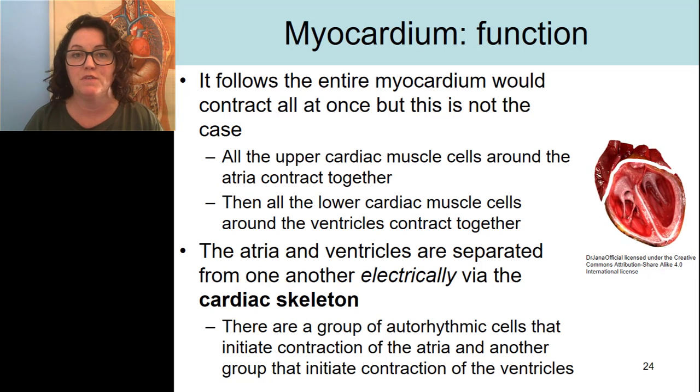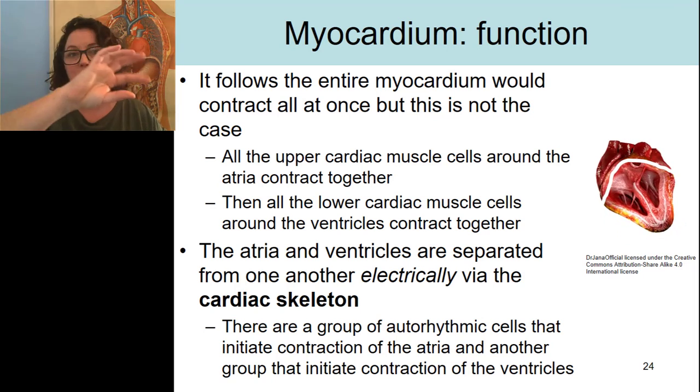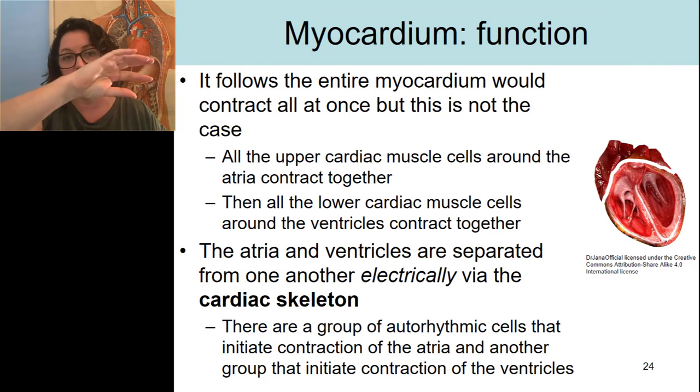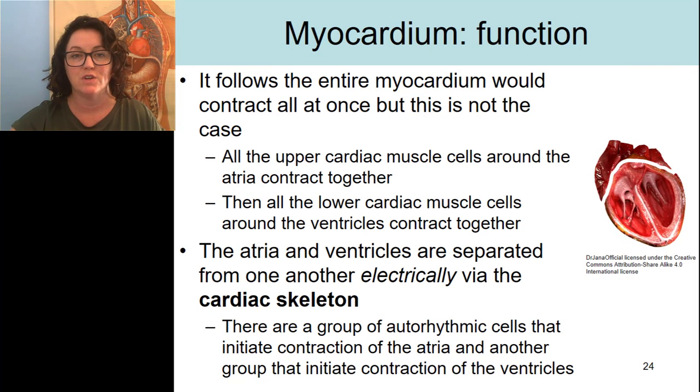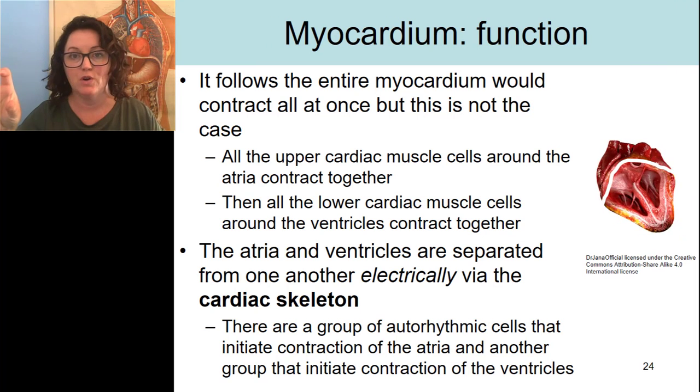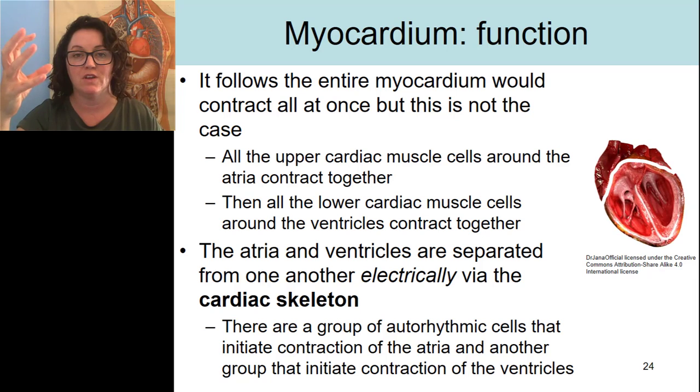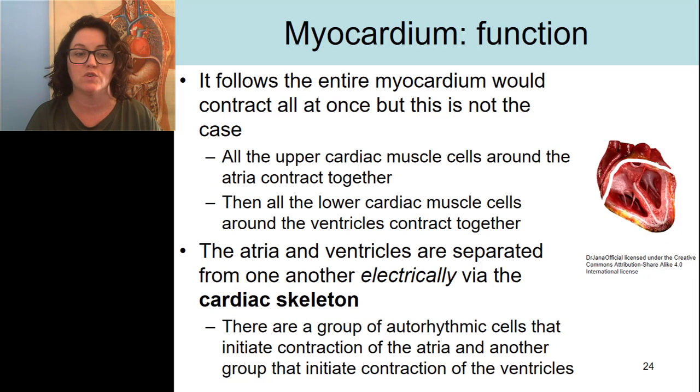And this is because of the fibrous skeleton of the heart called the cardiac skeleton. So the cardiac skeleton prevents the ions from flowing, the electricity from flowing from the atria down to the ventricles. So the upper portion, the atria, contracts together, and then the lower portion, the ventricles, contract together.